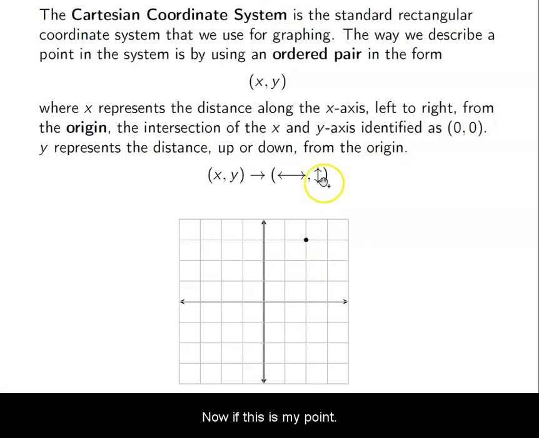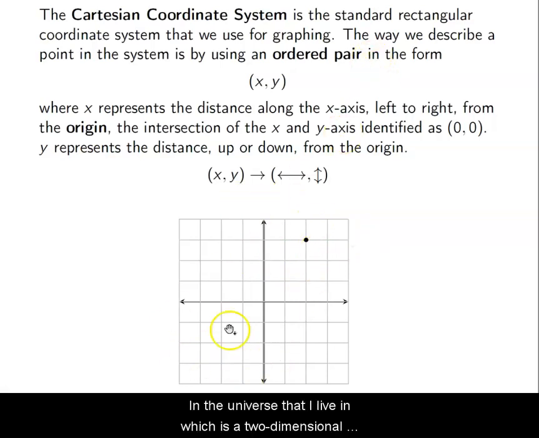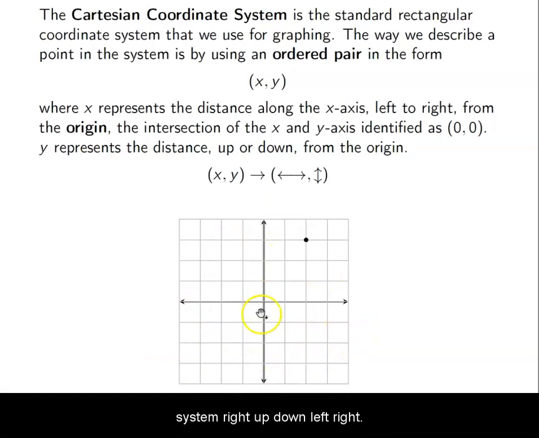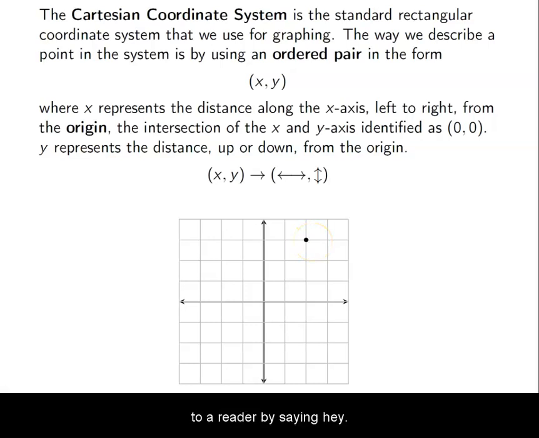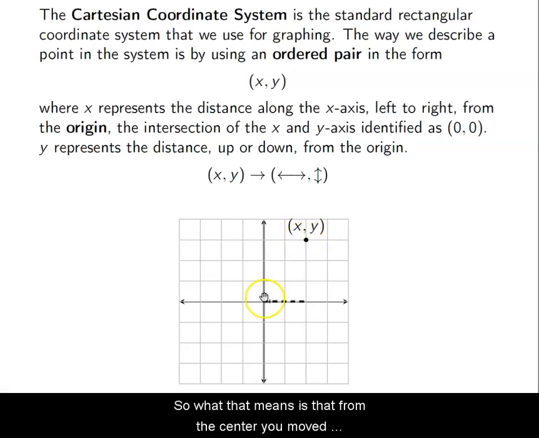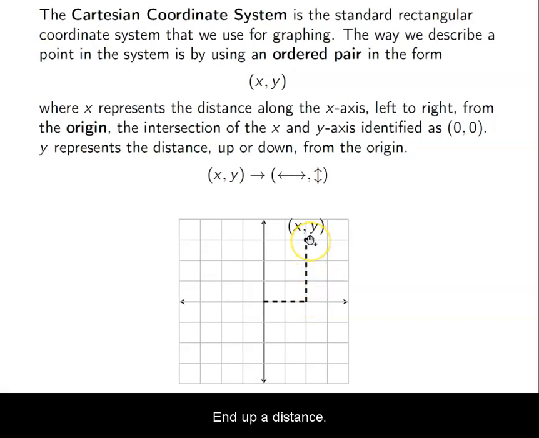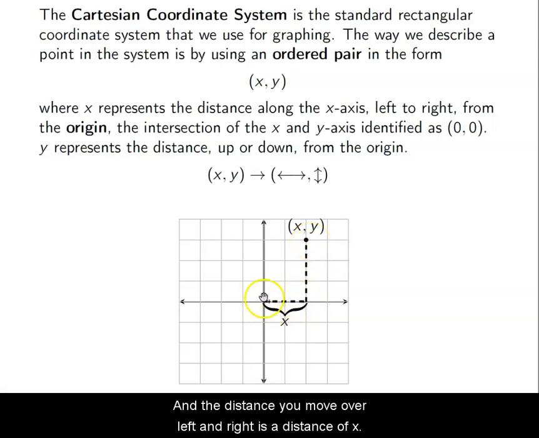Now, if this is my point in the universe that I live in, which is a two-dimensional system, up, down, left, right, this point here can be talked about. It can be specified to a reader by saying, hey, it has a value of x, y. So what that means is that from the center, you move over a distance and up a distance, and the distance you move over left and right is a distance of x.